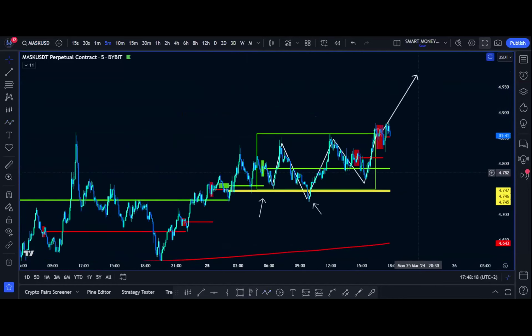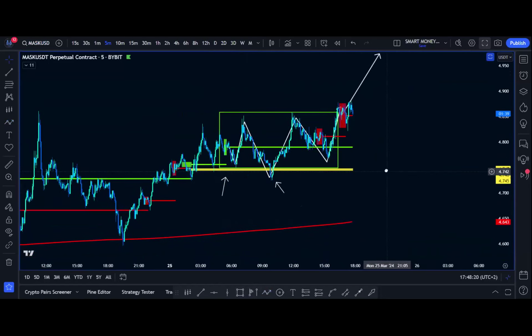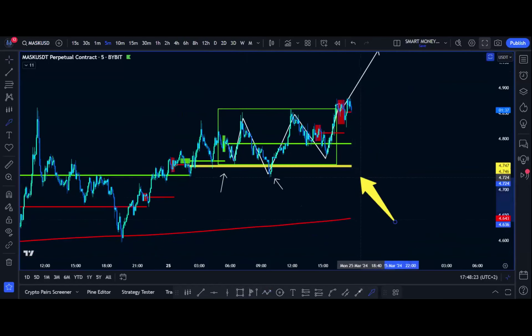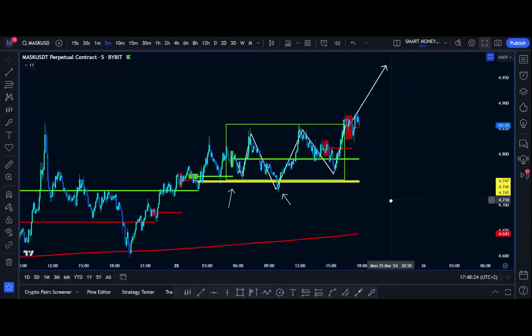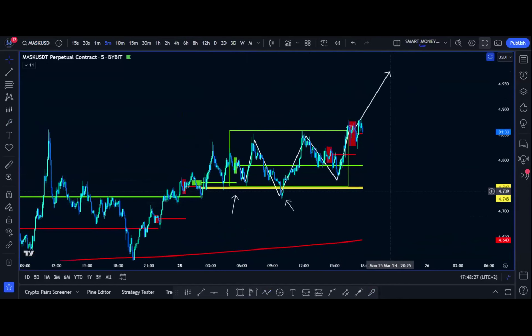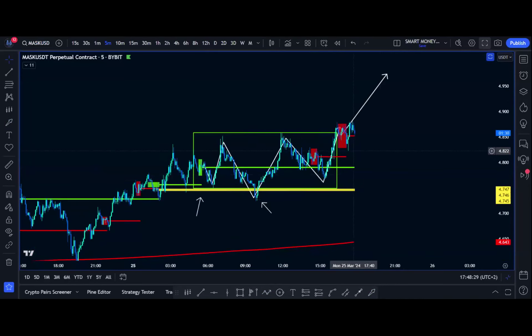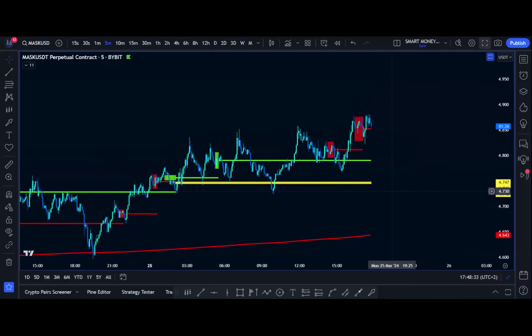Because we're above the EMA and above the pivot, we can assume with a great degree of accuracy that when this goes into the third phase, which is the trending phase, it's going to go upwards. But these are the things that I look for.